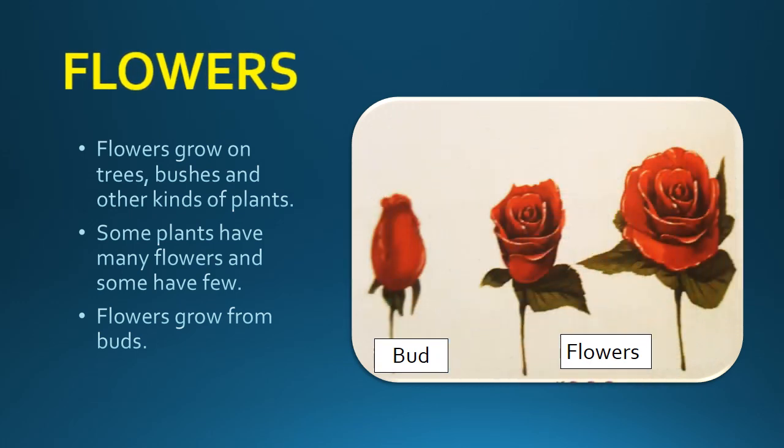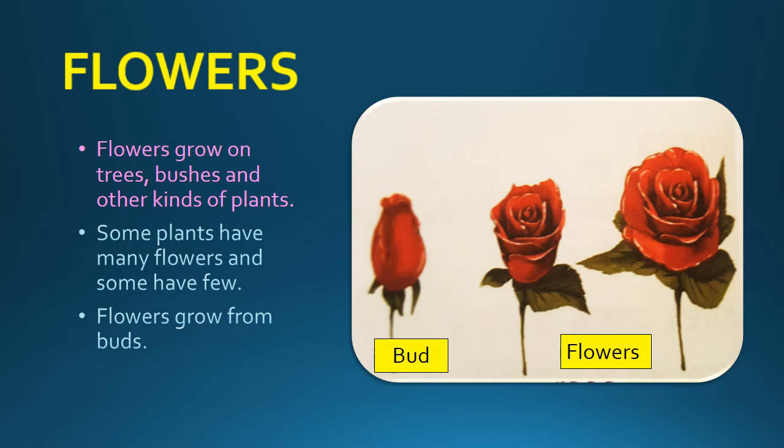Flowers. Dear students, flower is the most attractive part of a plant. Flowers grow from the bud. Flowers are of different colors and they have sweet smell. Flowers grow on trees, bushes and other kinds of plants.